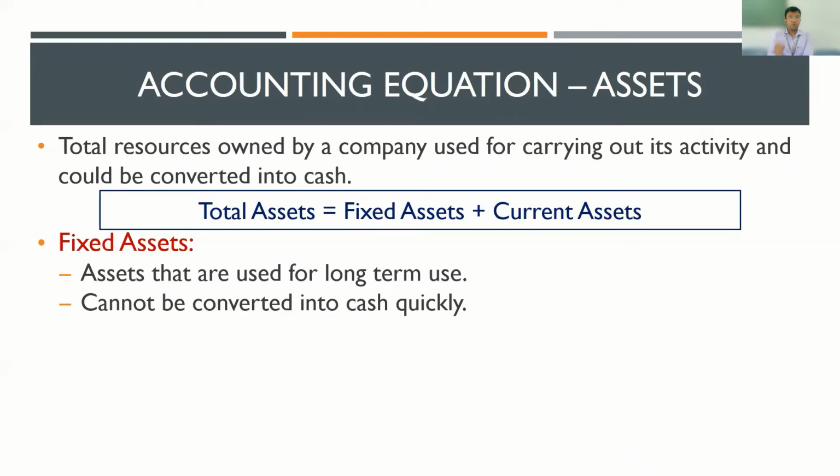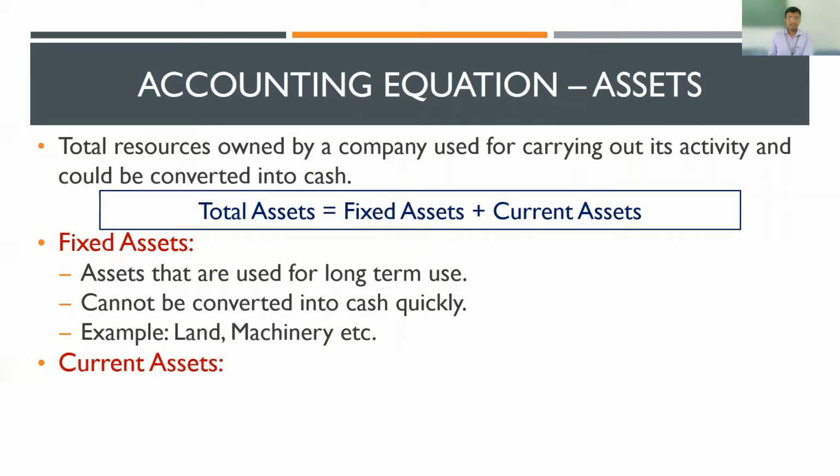So fixed assets are those resources which are likely to be in a business for a very long period of time. And for you to convert fixed assets into cash, it takes a considerable amount of time. Some examples of fixed assets are land, machinery, building, etc. Okay, these are some examples of fixed assets.